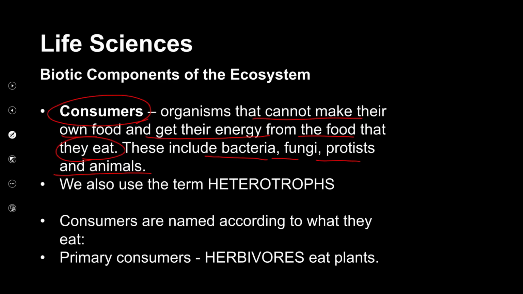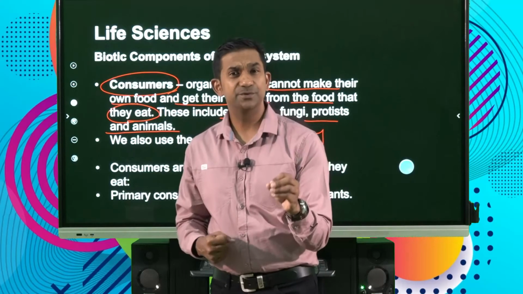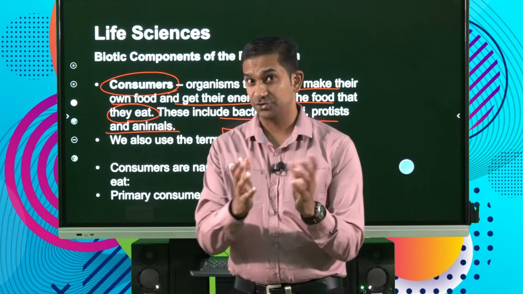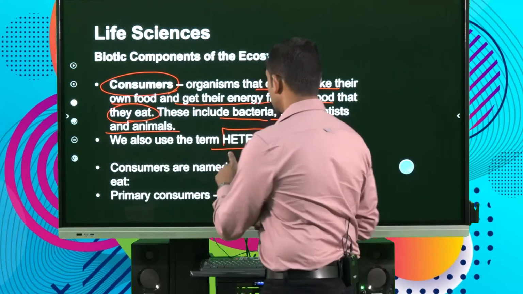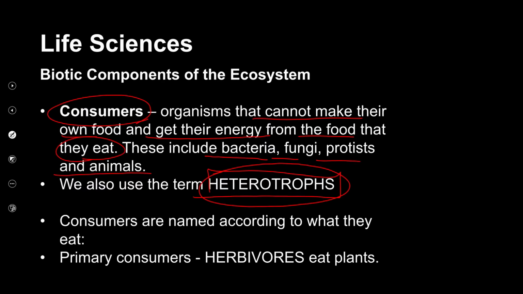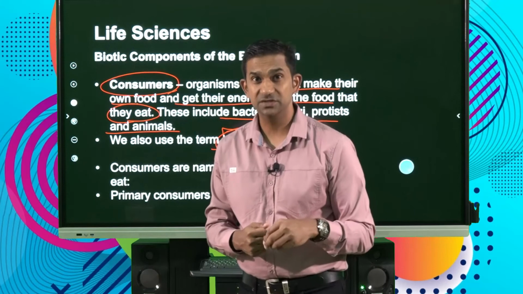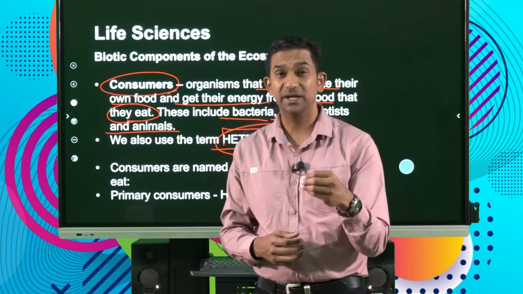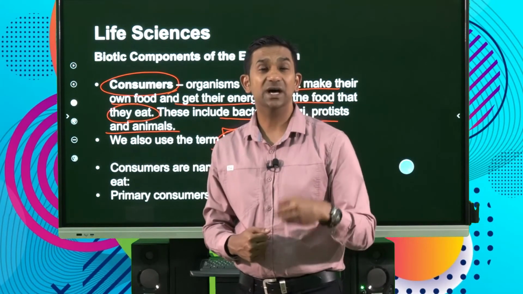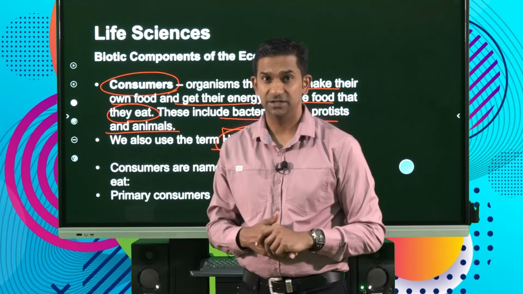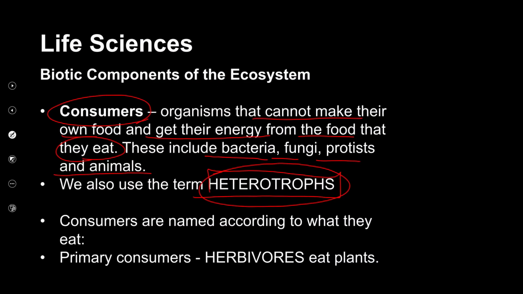We also use the term heterotrophs. So we discussed that your primary producers were called autotrophs or autotrophic. Now we can use the term heterotrophs to describe other organisms that are consuming individuals. So your heterotrophs refer to individuals in an environment that cannot manufacture their own food but rely on other producers for energy. So again, the term heterotrophic. Consumers are named according to what they eat.